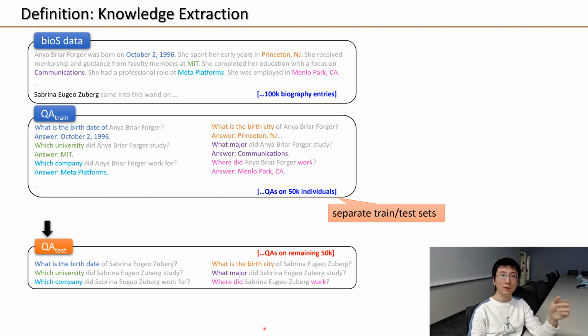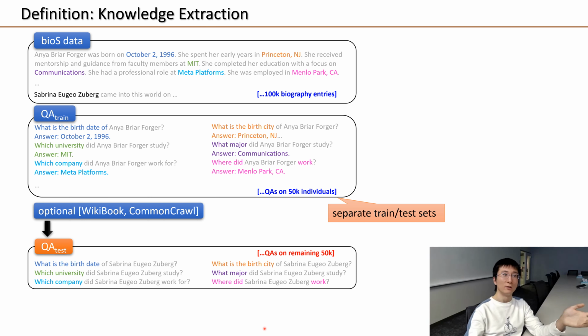So as you will see later in this talk, we will also allow, for instance, adding Wikipedia or Common Crawl data into the pre-training. And this is okay because we're considering synthetic data. All of the names are randomly drawn, and therefore those names will not show up on Wikipedia. So the model has no way to actually cheat. This is one of the advantages of using synthetic data.